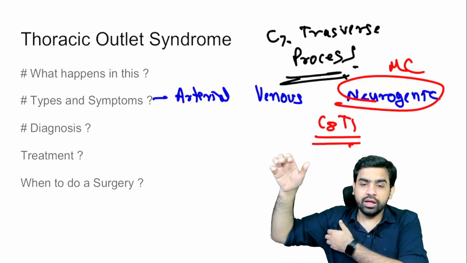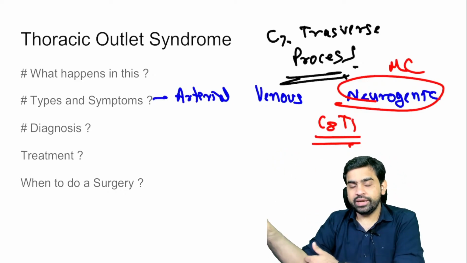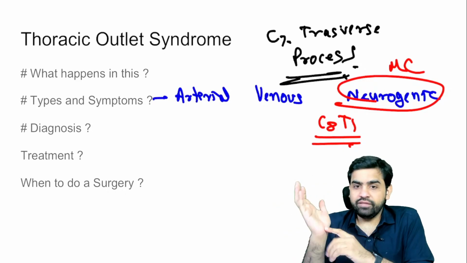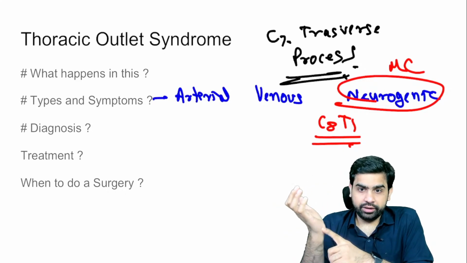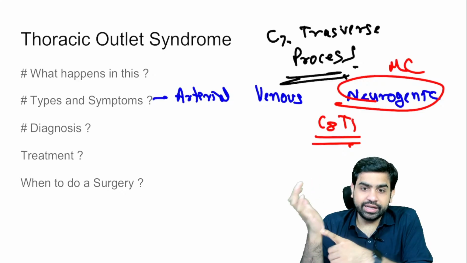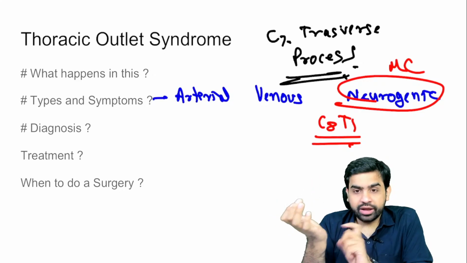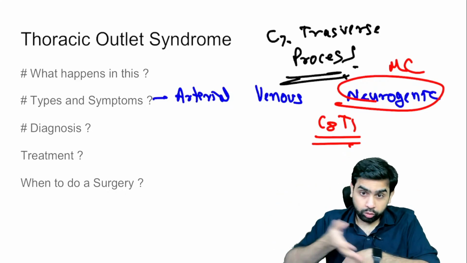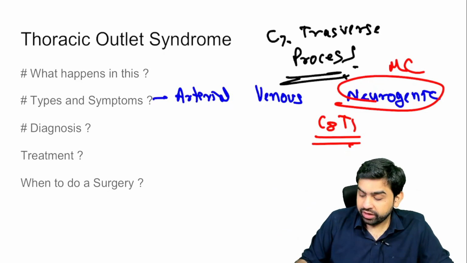That is why the patients complain of pain on the medial aspect of the arm and the forearm, and then there is a weakness of the hypothenar eminence, a hypothenar atrophy, and then the little finger and the medial aspect. So the ulnar nerve distribution is the one which is going to get affected.